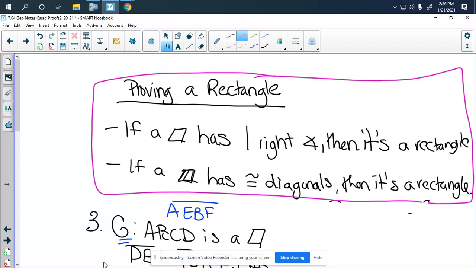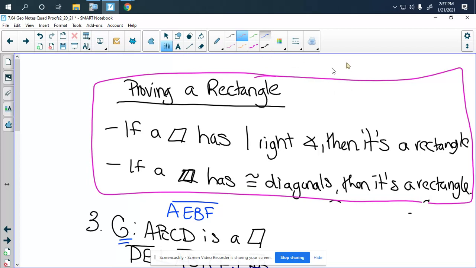So first is proving a rectangle. So pause the video here and write this stuff down, or you can listen first and then write it down. When you are proving a rectangle, the most common ways to do that are, first of all, if you can get it to be a parallelogram first, then all you need to do is get it to have one right angle, and then you know it's going to be a rectangle.